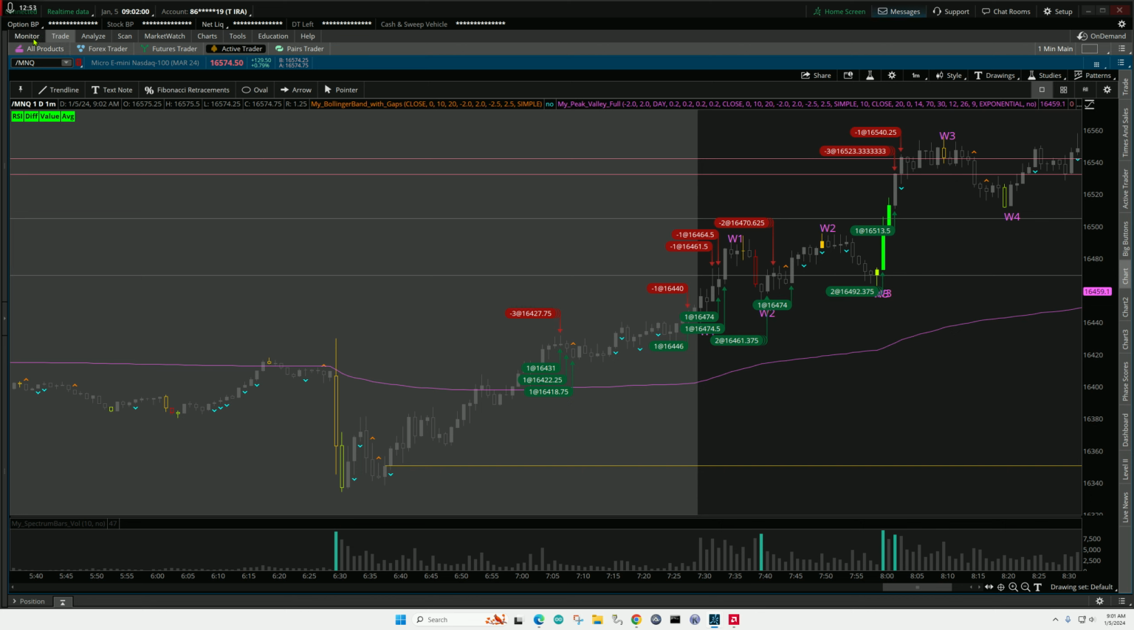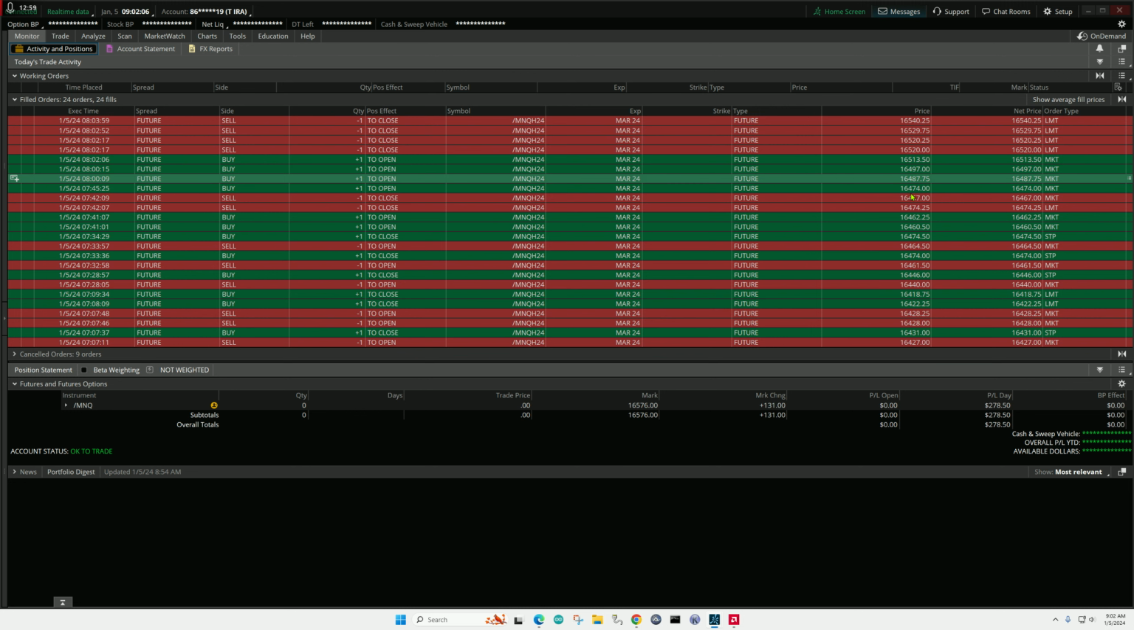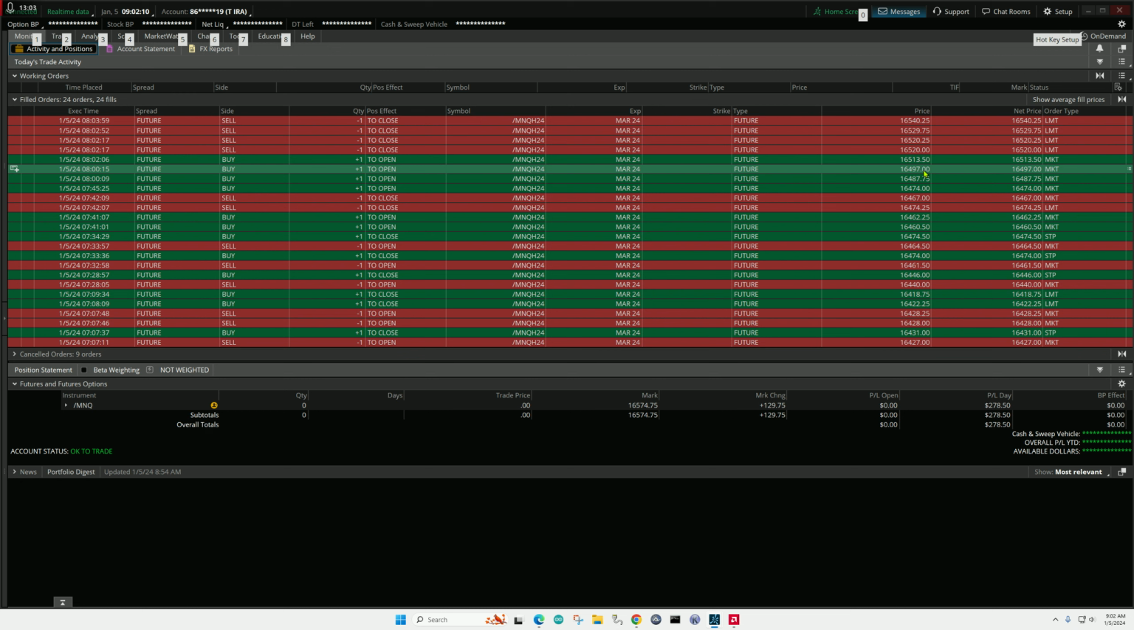Oh yeah, I said I would show my trades. So here you can see my adds of the final 5 contracts. Bought at 74, bought at 87, bought at 97, bought at 513.